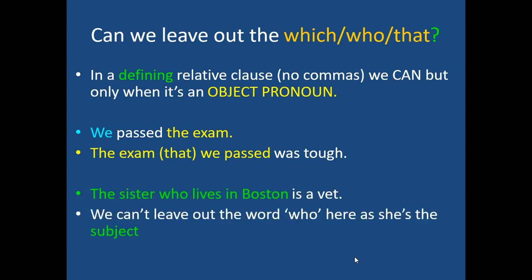My sister who lives in Boston is a vet. We can't leave out the word who here because she's the subject of the sentence. Okay. So, for example, I spoke to the person who I spoke to. I am the subject of the sentence. So you could say the person I spoke to. Okay. But if you say the person who spoke to me, somebody spoke to me, then the person who spoke to me, we can't leave out the who in that sentence because it's the subject. Okay. The person I spoke to, the film I saw, the grammar we are learning rather than the grammar that we are learning. Okay.